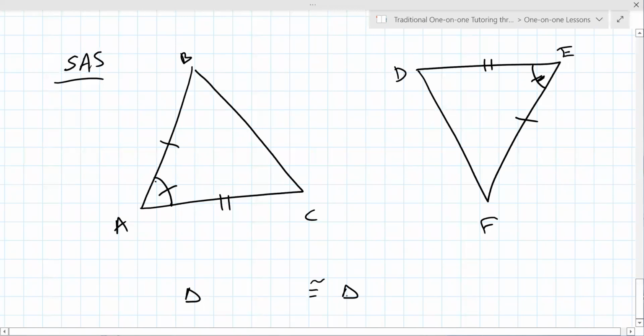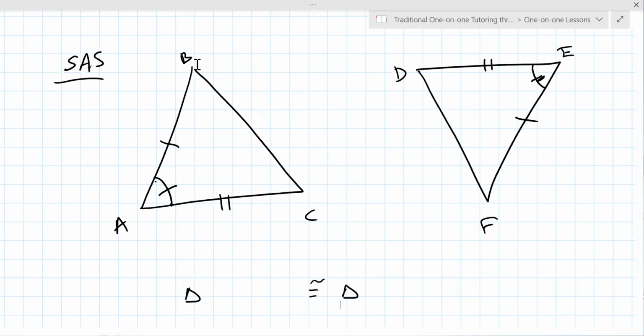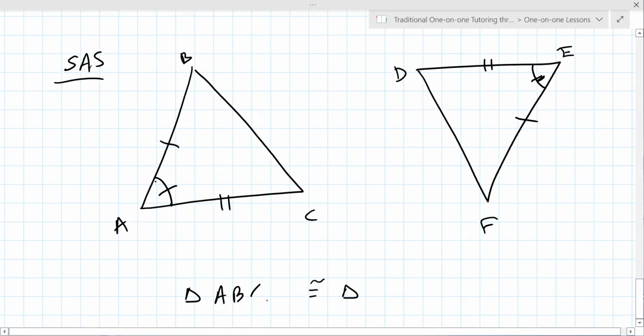I like to think of it as a path. Start at the angle, go down the single side. It's kind of like when you're hiking, you want to figure out where to go. All right. ABC is congruent to EFD. Say that one more time. ABC is congruent to EFD. Very good.